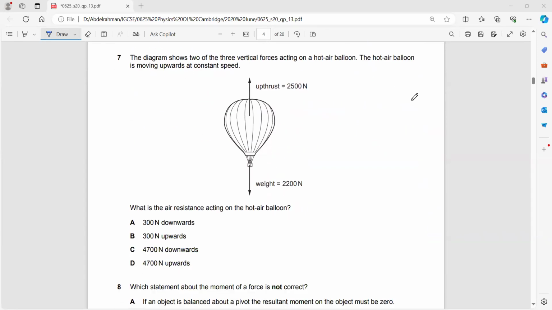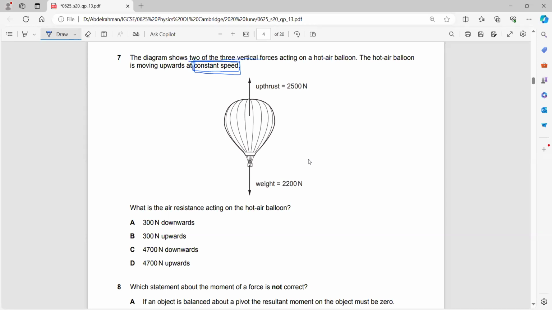Question 7. The diagram shows two of the three vertical forces acting on the hot air balloon. It's now moving upwards at a constant speed. What is the air resistance?